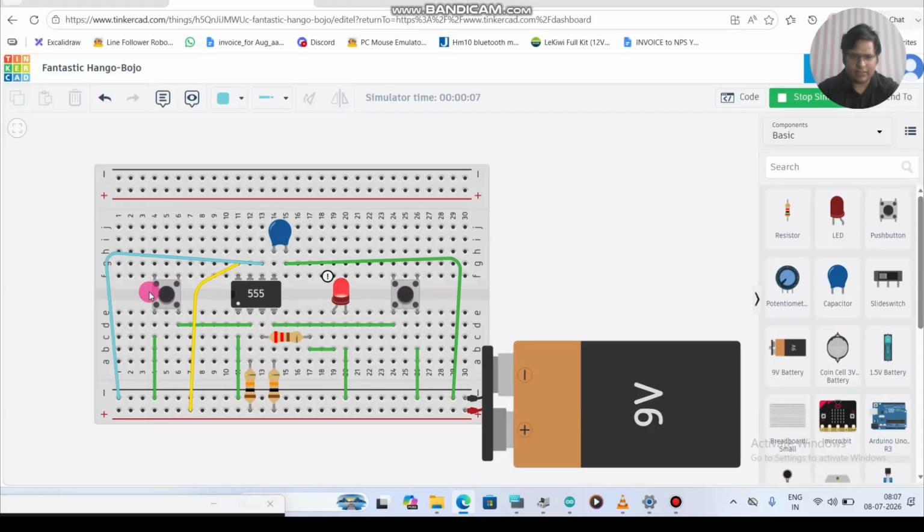You can see when I'm clicking on the trigger, the second pin is trigger. You can see here when I'm clicking on trigger, the LED is on. If I click on the reset one, the LED is turning off. If I click on the trigger button, the LED is on. It remains in the on state until you press this one.